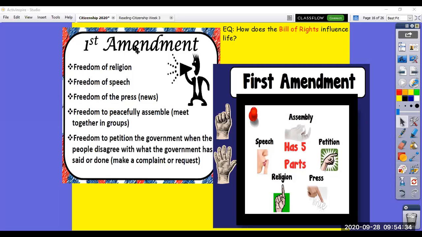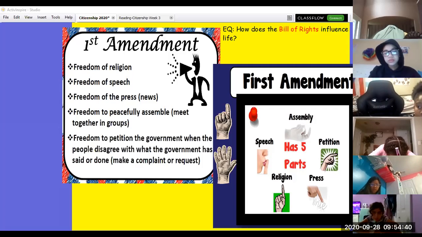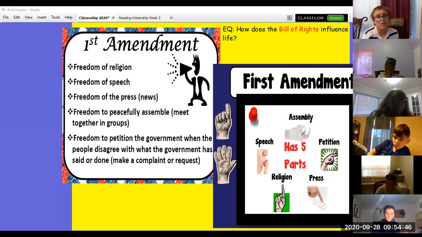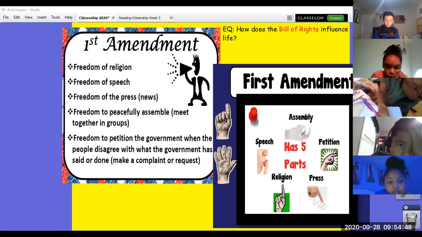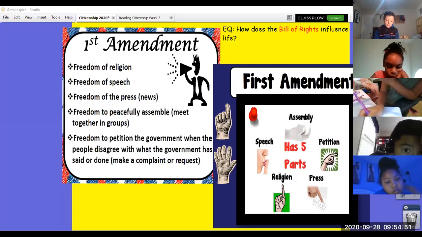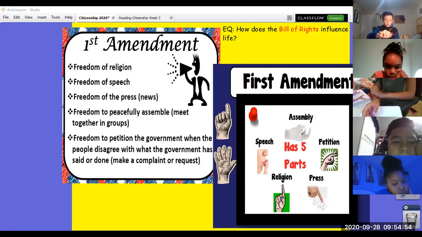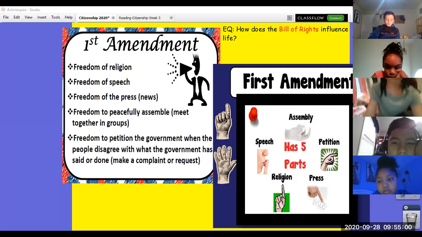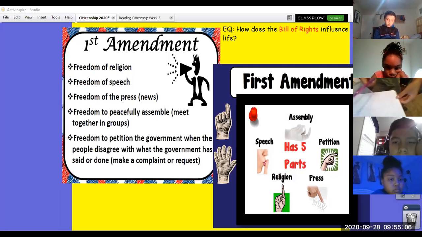Okay? Miss Ridgway, this may go with what you were going to tell them about the hand signal, but I always think of it as RAPs, like the religion, assembly, petition, press, and then speech. Oh, I like that. RAPs. So it goes like this: religion, assembly. We put 2 P's, petition, press, and then speech. That's how we do it. I'm going to use that as my illustration. RAPs. Religion, assembly, press, petition, and speech. Thanks for sharing. I like that.